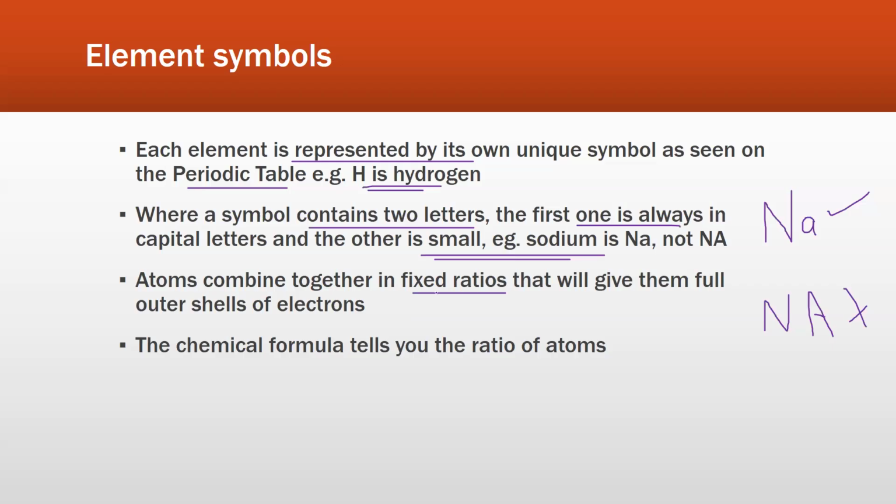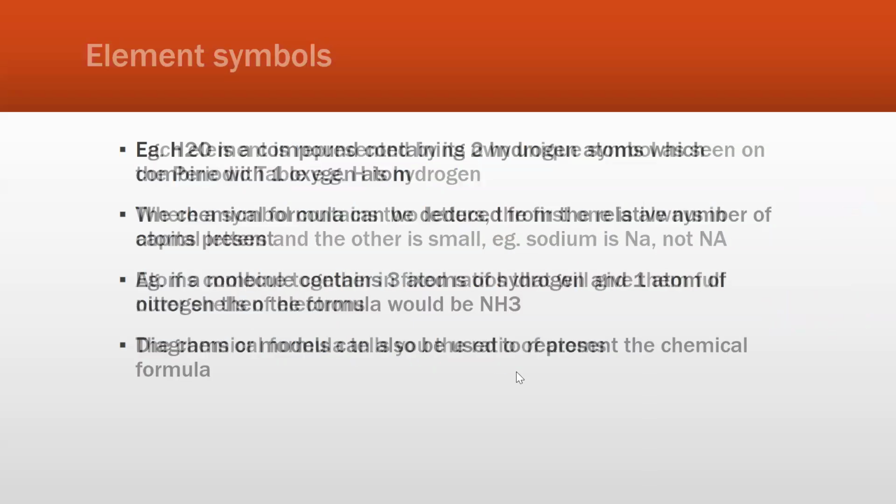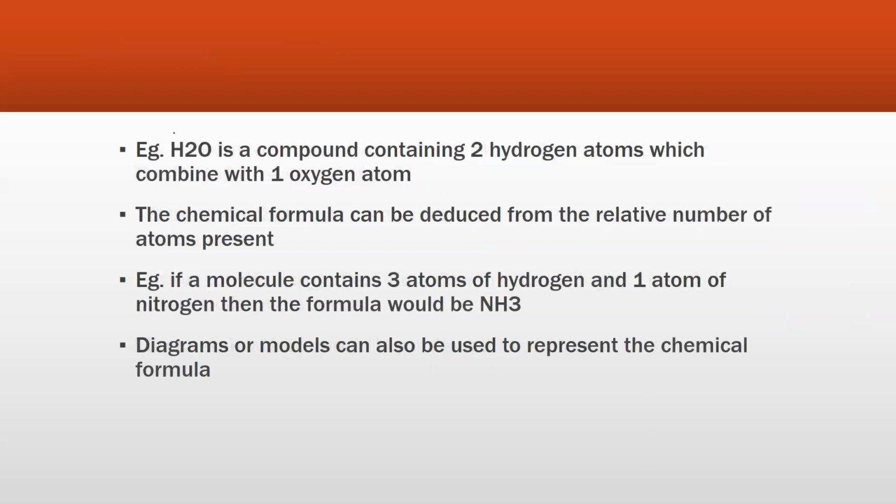Atoms combine together in fixed ratios that will give them full outer shell of electrons, and the chemical formula tells you the ratio of the atoms. For example, H2O is a compound containing two hydrogen atoms which combines with one oxygen atom. And the chemical formula can be deduced from the relative number of atoms present.